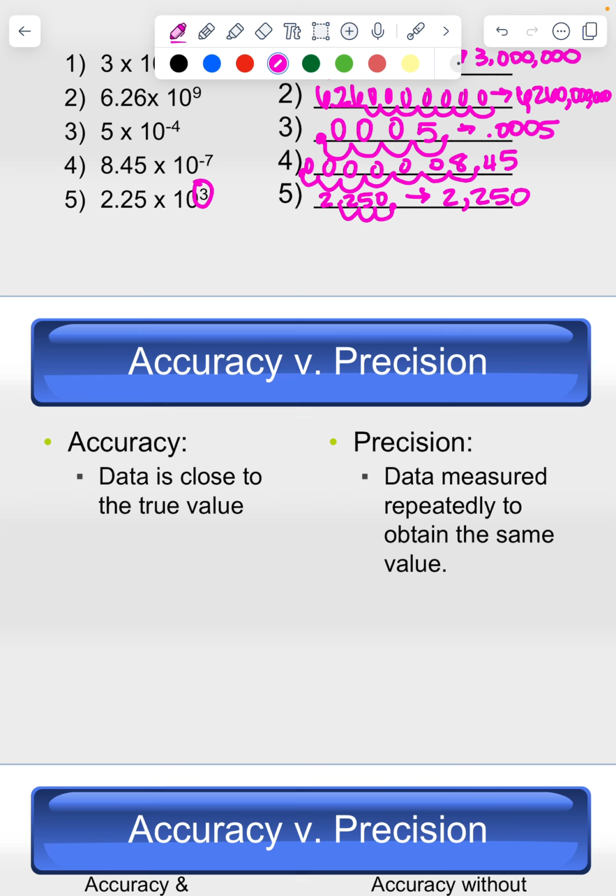Now, the last thing that we are going to talk about is the difference between accuracy versus precision. We talked about this last year in chemistry. Accuracy is how close your data is to the true or correct value or answer. Precision is just looking at all of your data. So if all of your data is close together, then it is said to be precise.